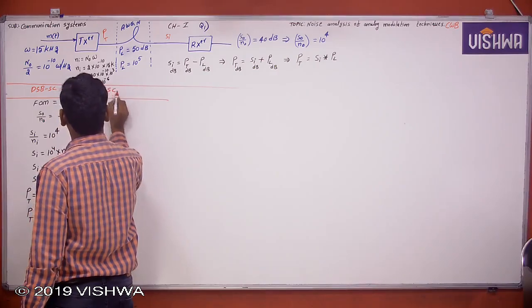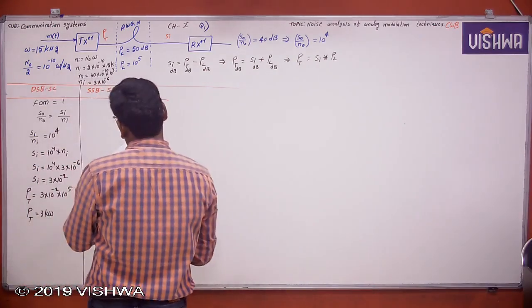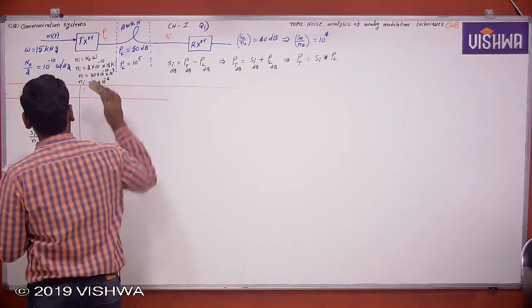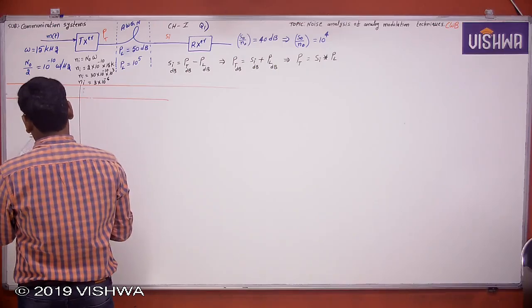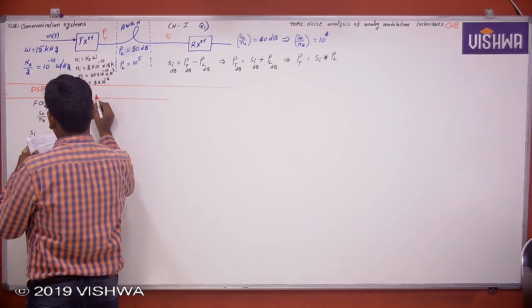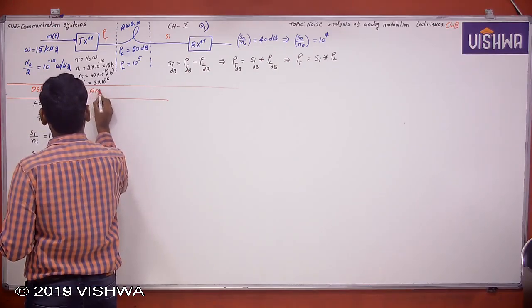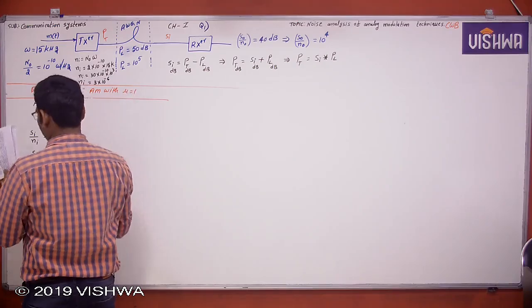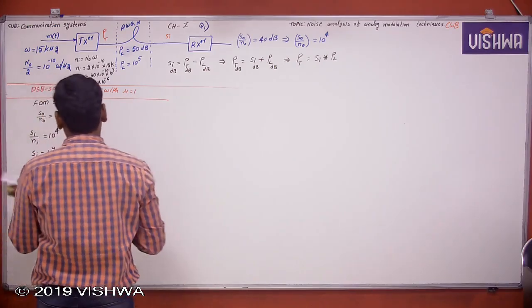Now, SSB-SC signal. The next one is, both are same, SSB or DSB is same. Next one is AM, AM with modulation index equal to 1.